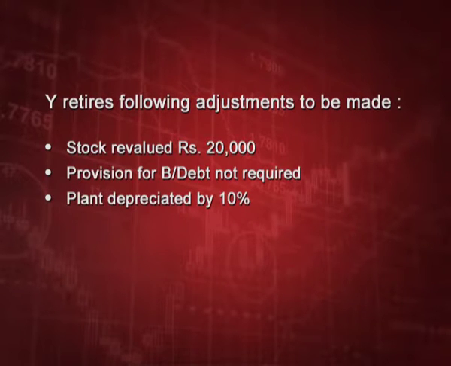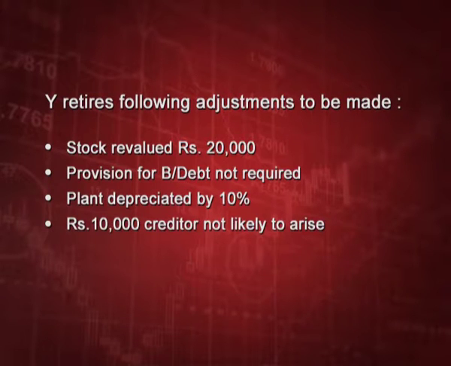Plant depreciated by 10%. Plant value is given as 50,000. So, 10% will be 5,000 and it is a loss, it will be debited in the revaluation account. Next point, 10,000 creditors are not likely to arise. Now, that is a gain for you because creditors will be paid a lesser amount. So, this is a gain on the credit side of the revaluation account.